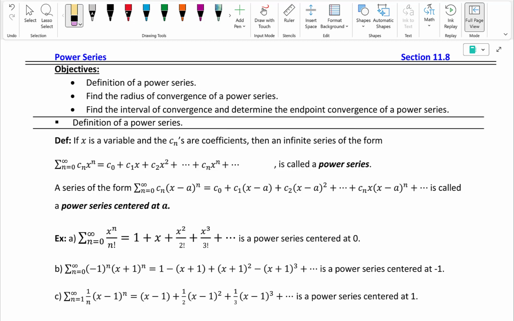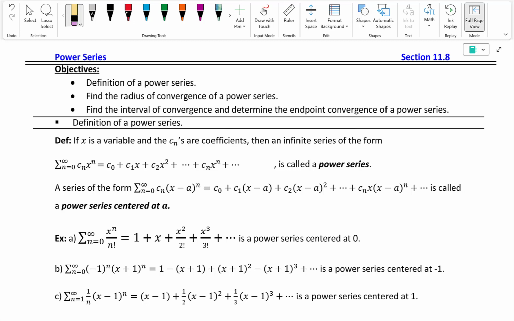So we've got a definition and some things I'll read through before we try some problems, so you don't have to watch me write it all out, but bear with me as we read. So definition: if x is a variable and the c sub n's are coefficients, then an infinite series of the form summation n equals 0 to infinity c sub n times x to the n, which would be the sum of c sub 0 plus c sub 1x plus c sub 2x squared, all the way up to, right, all these things of the form c sub n x to the n, is called a power series.